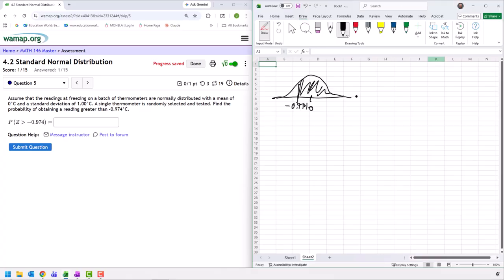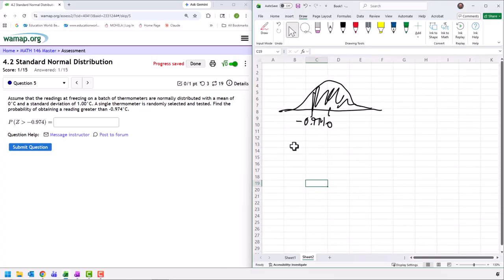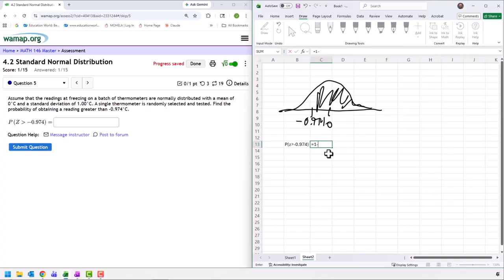Now you'll notice that that's the area to the right, and our Excel function only gives us the area to the left of the z-score. So I'm at z greater than negative 0.974, so I have to be a little clever here. The total area under the curve is 1. And if I want the area to the right, I'll do 1 minus the area to the left. So in this case, normal standard distribution, negative 0.974, and then true gets me the area to the left.